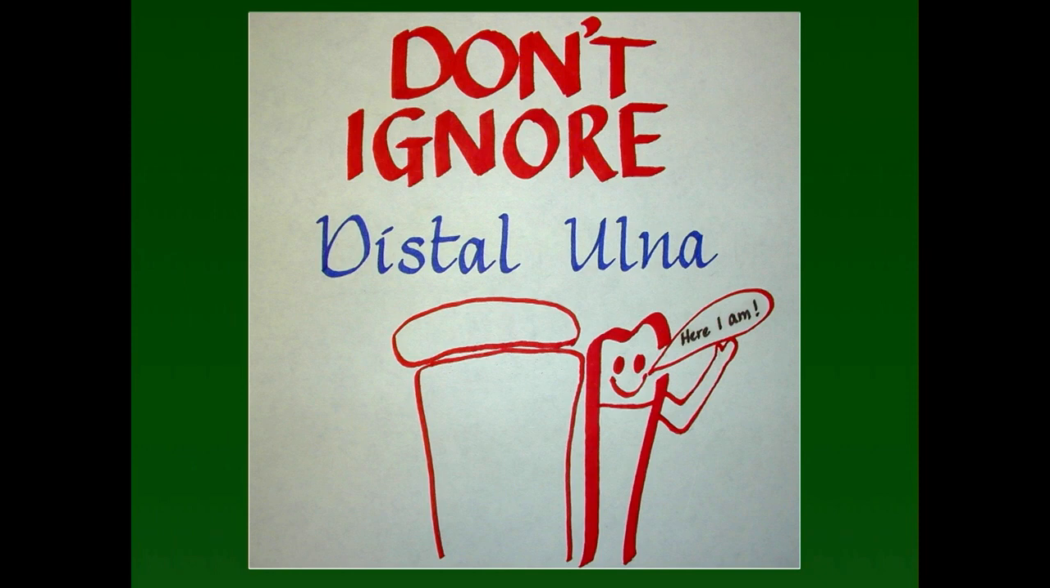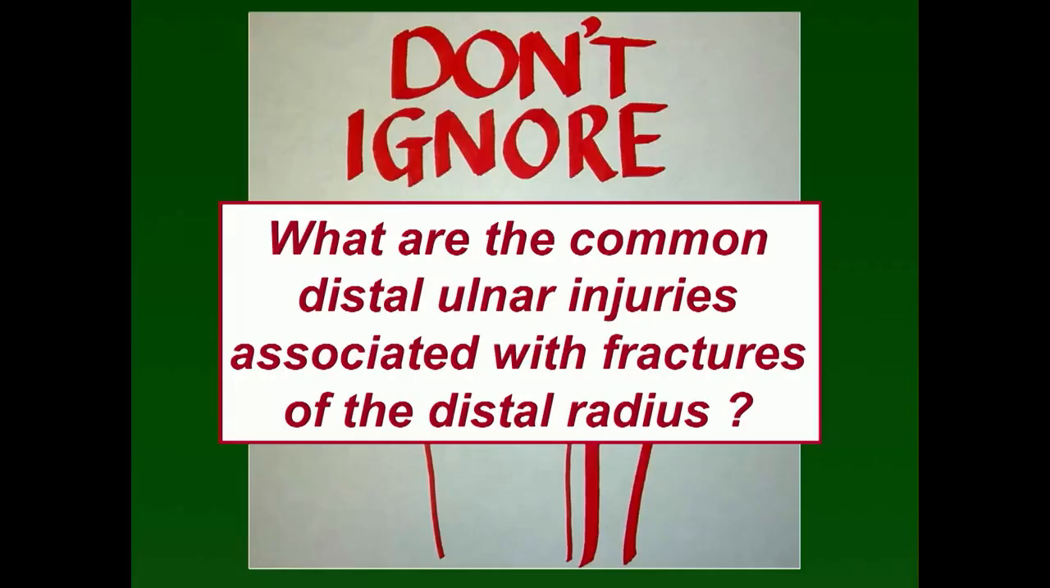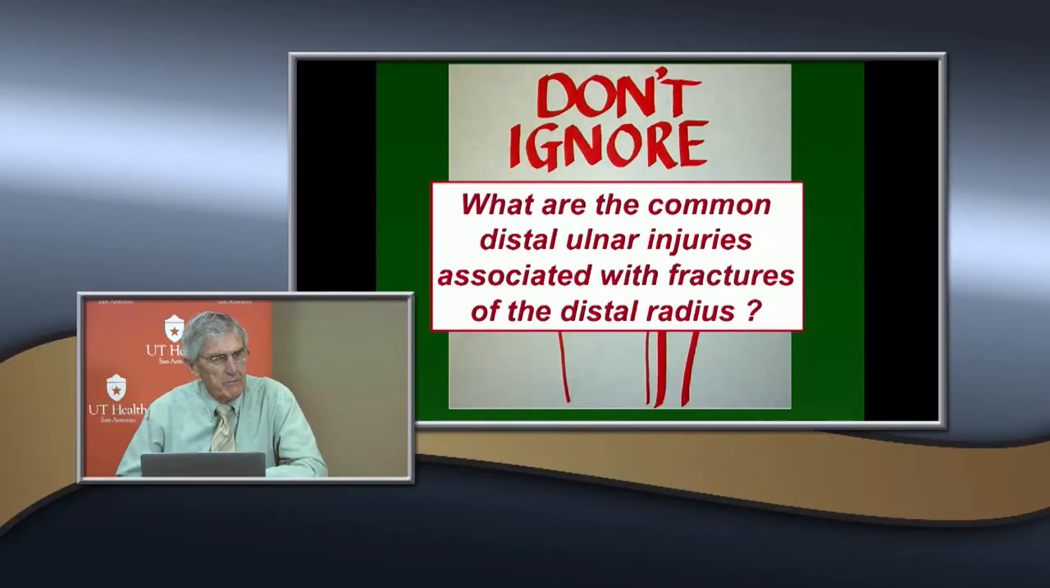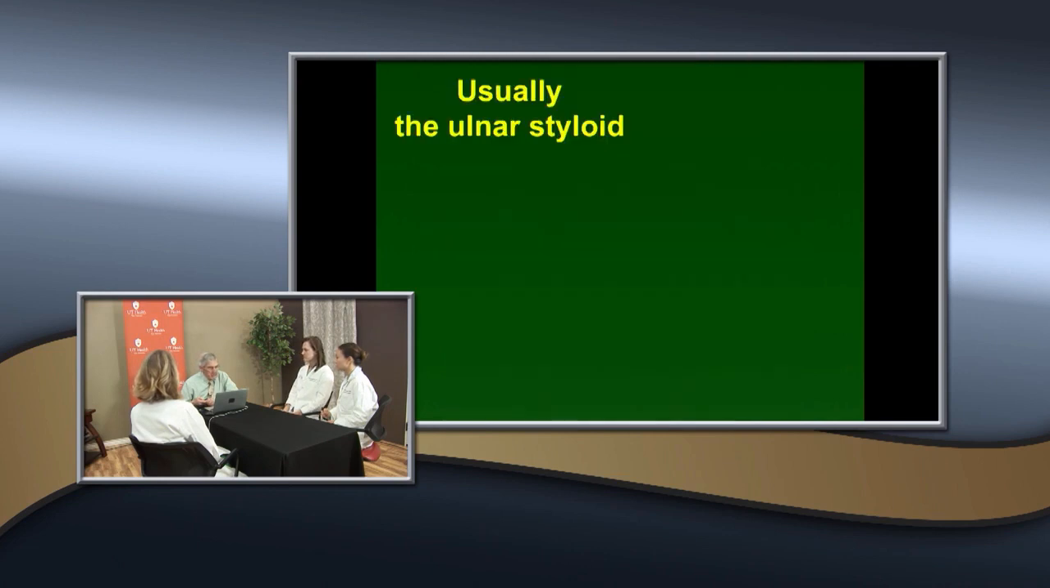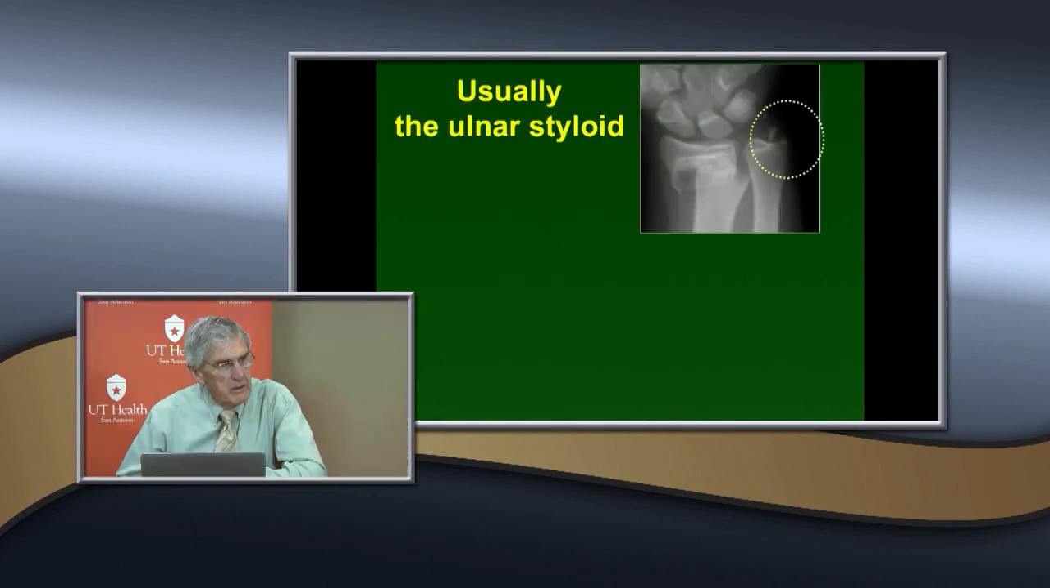Now, what about the distal ulna? We've always been focused on the distal radius, but do we need to look at the distal ulna? What are the most common injuries? You usually have an injury to the distal radius and ulna. And we talked about the radius is usually a metaphyseal or physeal. What are the common injuries that are usually associated in the ulna? Styloid fracture. A what? The ulnar styloid. That's right. Usually it's the ulnar styloid that is taken off.